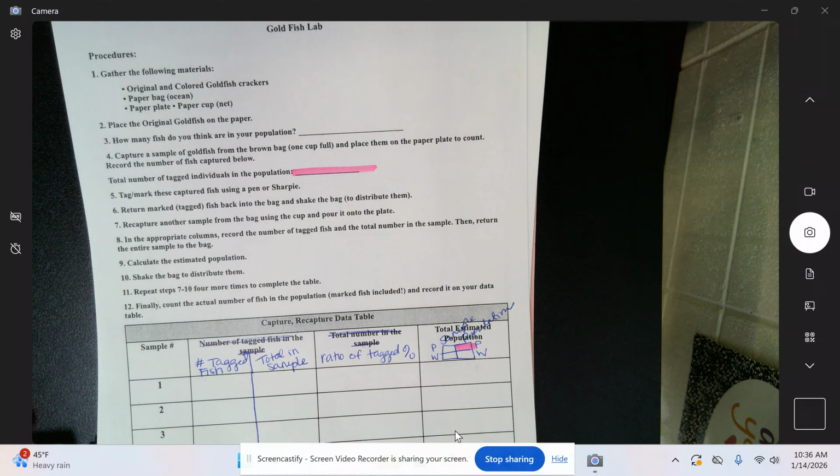Once you are done with that, you're going to return your fish back to the water so that they stay alive. We don't want our fish to die.